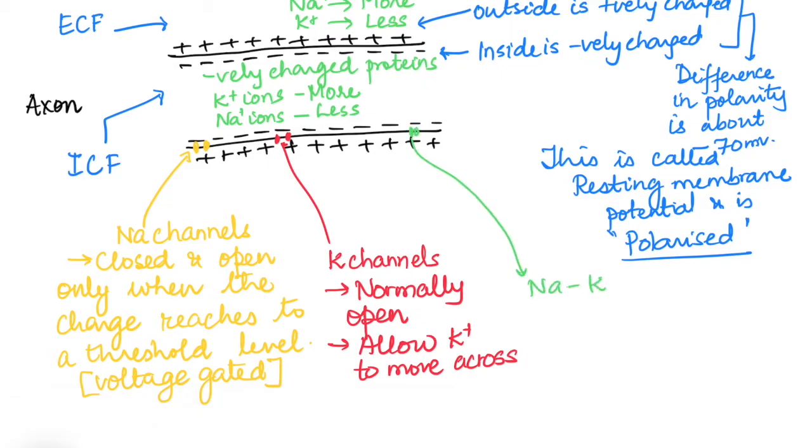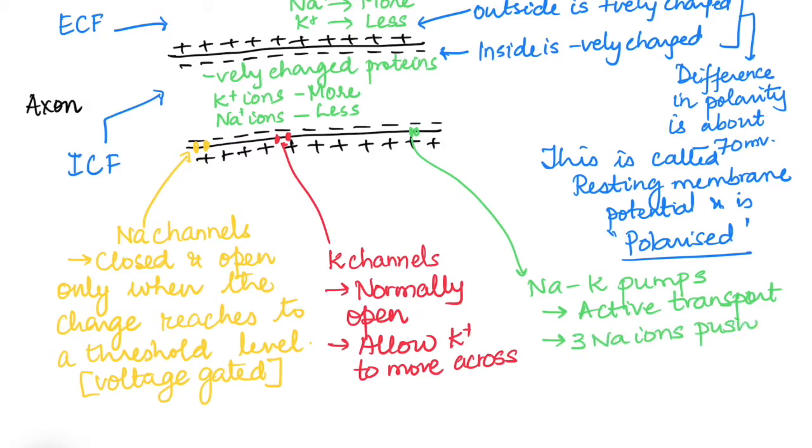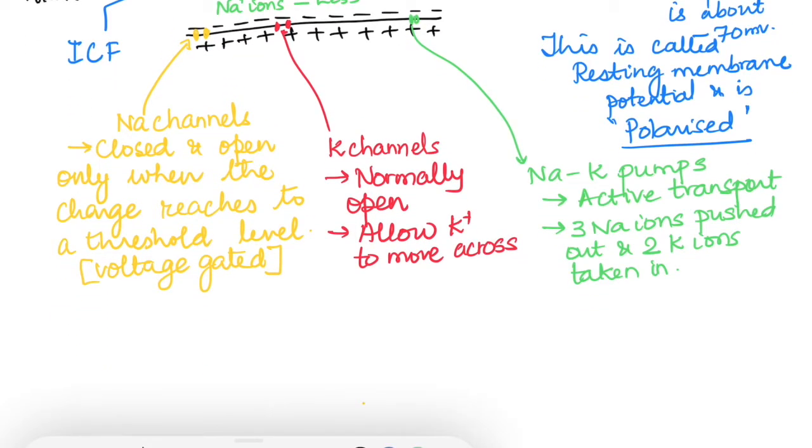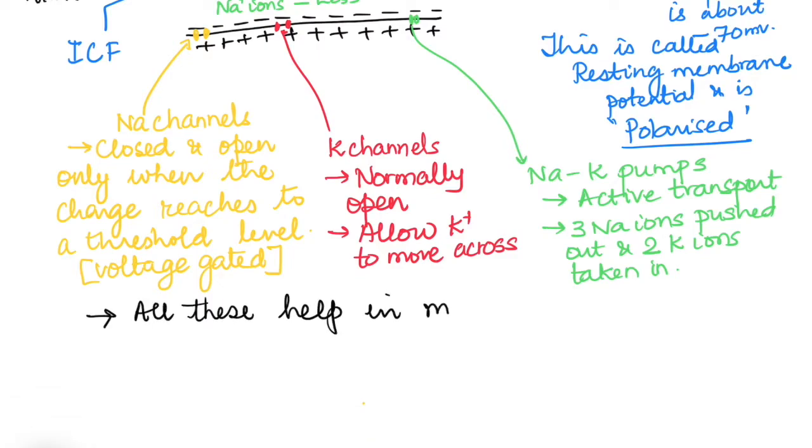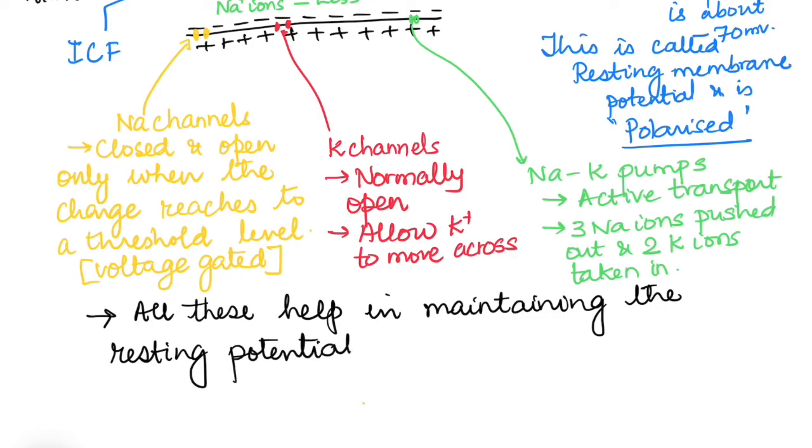Now, other than this, there are sodium potassium pumps. So the sodium potassium pumps work by active transport, so they require energy, and here they push out three sodium ions outside from the inside of the axon and bring in two potassium ions. This is necessary at the time of repolarization, that is when the cell has to come back to a resting membrane potential. So now let us see what happens when an impulse arrives at the axon.